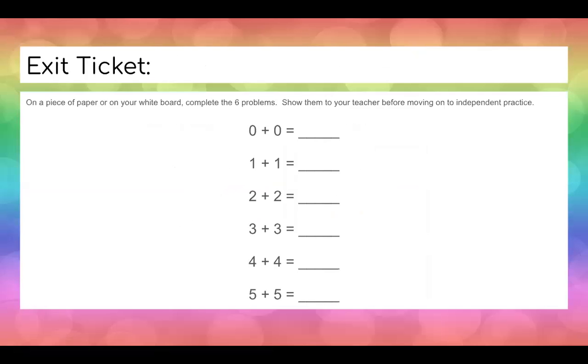Here is your exit ticket. You can do this on a piece of paper or on your whiteboard. Complete the 6 problems. Show them to your teacher before moving on to independent practice. Push pause so the screen doesn't disappear.